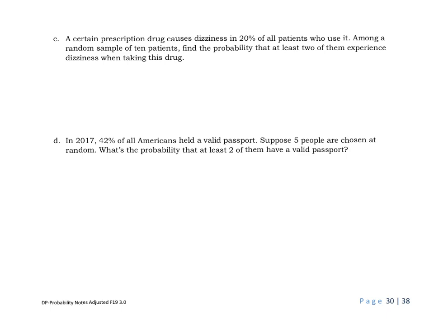Probability, example 36C. A certain prescription drug causes dizziness in 20% of all of its patients who use it. Among a random sample of 10 patients, find the probability that at least 2 of them experience dizziness when taking this drug. So is this a binomial probability problem?